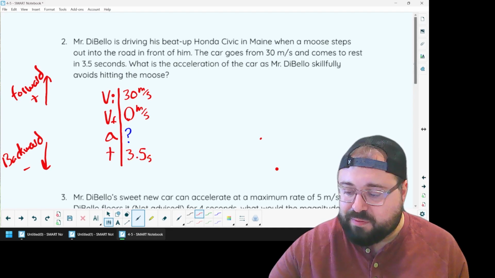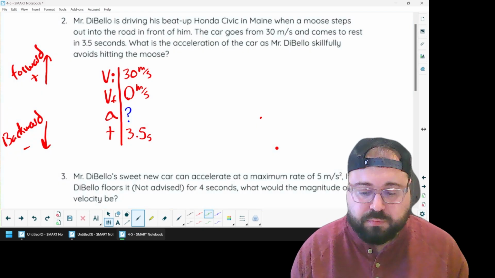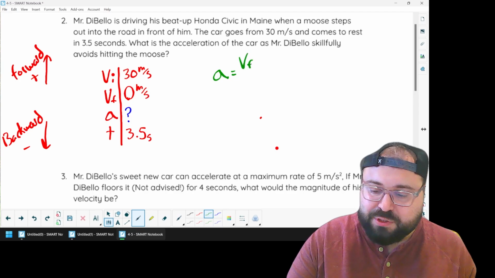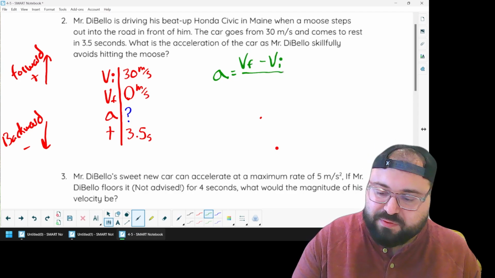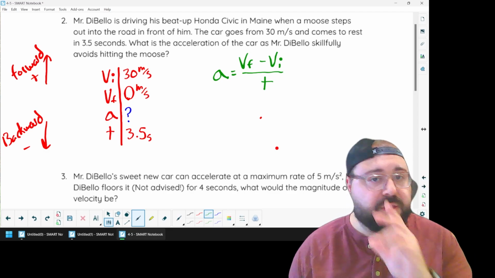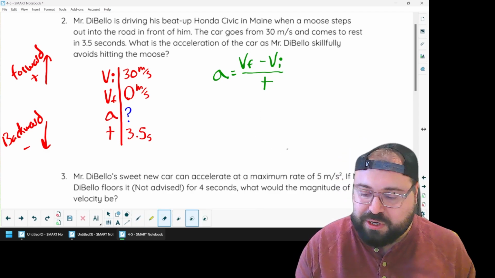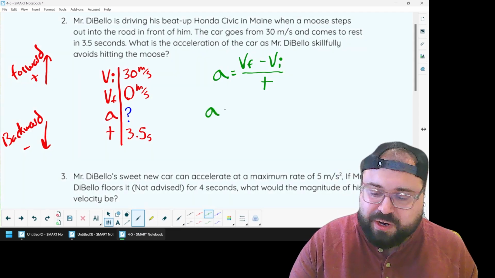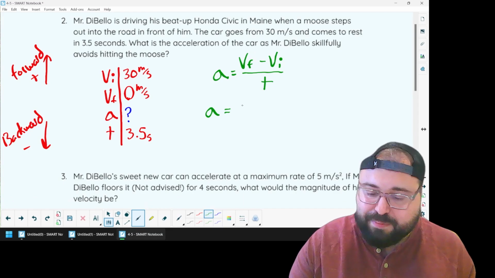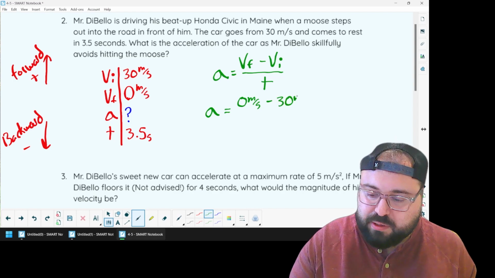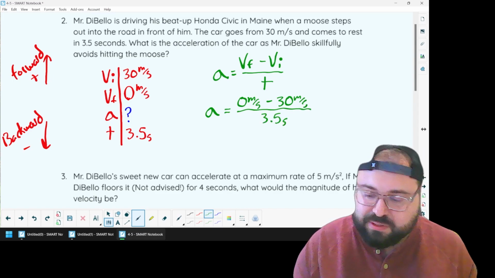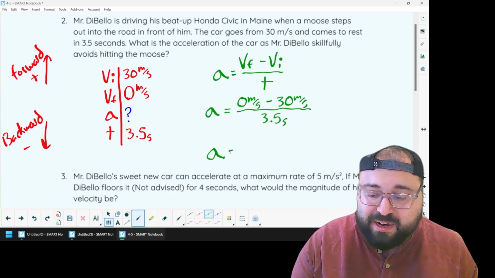So now we have all of this lovely information. We've got to use the equation that we've had before. A equals, and I'm just going to write it out from the start, VF minus VI over T. So now I've got to substitute into that equation and get our answer. If you're thinking ahead, you'll notice something interesting is going to happen. We're going to end up with 0 minus 30 all over 3.5 seconds. So we're going to end up with a negative number here.